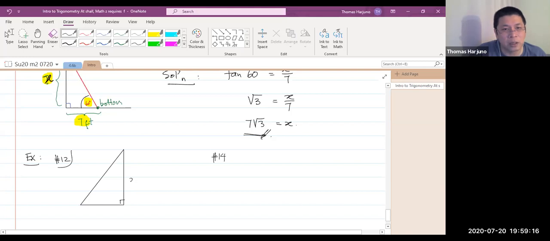This is 3, this is x, this is y, this is 60 degrees. The question is find x and y. Number 14, we have this right triangle here.